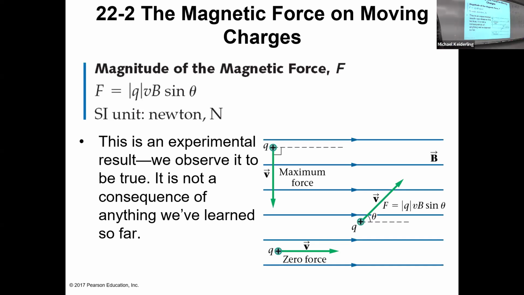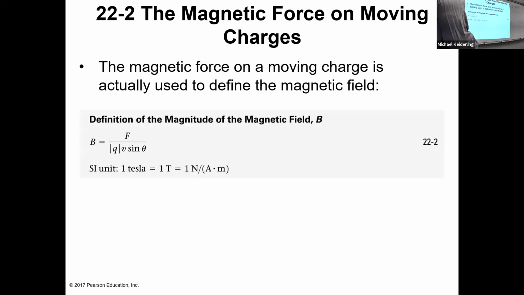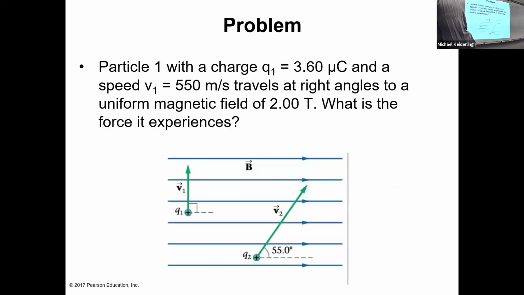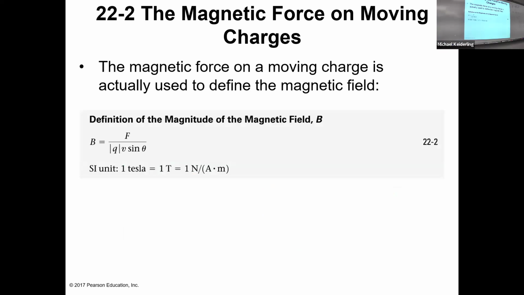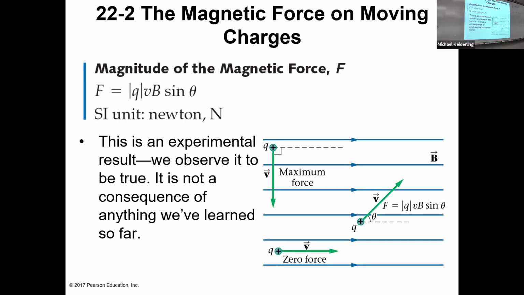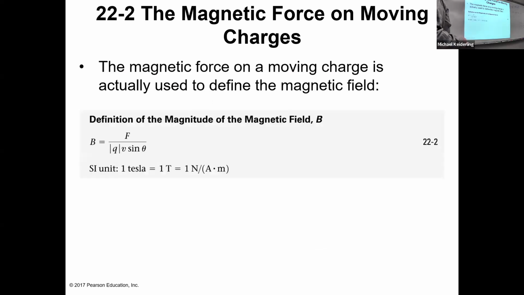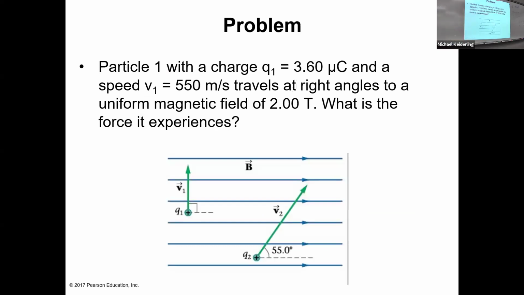I'll just keep going. So the magnitude of the magnetic force is charge times velocity times magnetic field times sine theta. That is used to define the magnetic field.